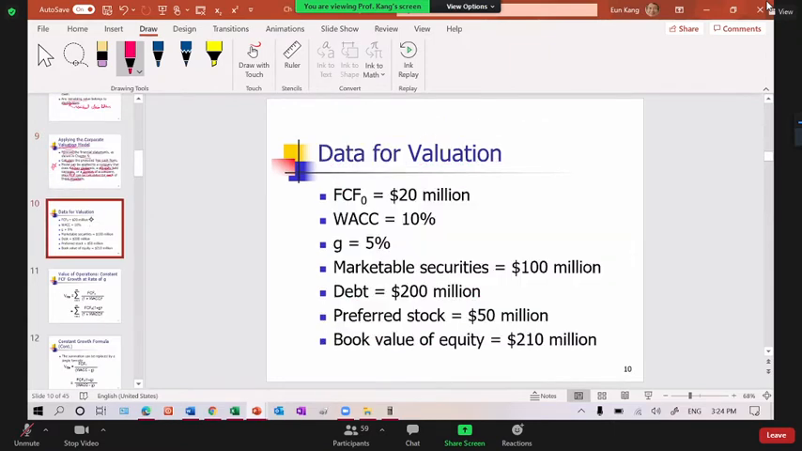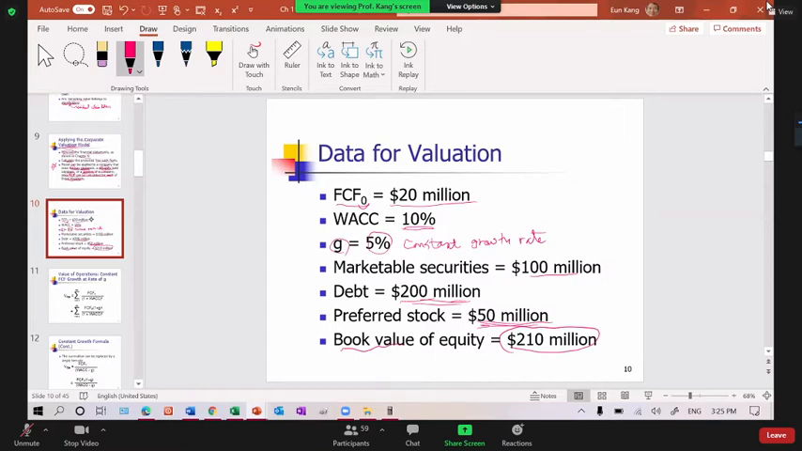Then, for example, let's say we have data for valuation. Free cash flow at time 0 is $20 million. WACC is 10%. And g is 5%. g means what? Constant growth, right? Constant growth rate. And marketable securities are given as 100 million. And debt is 20 million. Preferred stock is 50 million. For those, we assume that the market value and book value are pretty much the same.